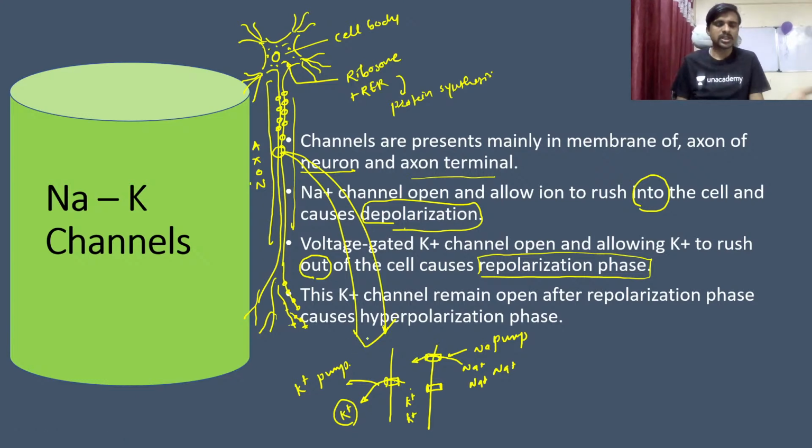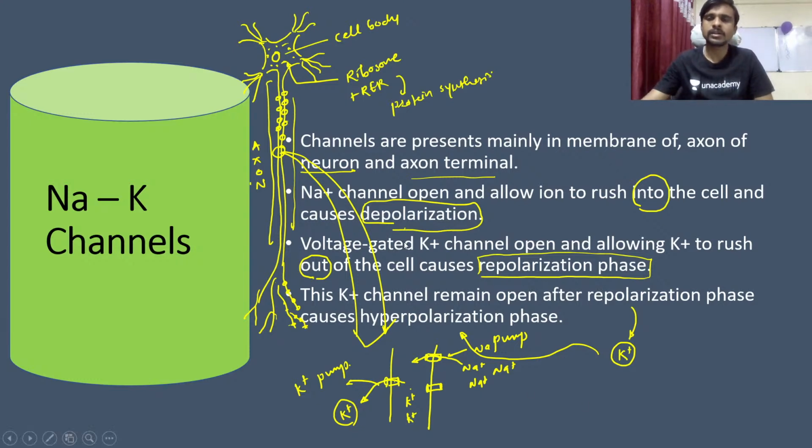After the repolarization, meaning after attaining the resting potential, the channel continues for a very little time, temporarily. So this K plus is responsible for the hyperpolarization. It will reduce the membrane potential from -70 again toward more negative, and that is the hyperpolarization phase. So the hyperpolarization is always caused by your K plus channel.